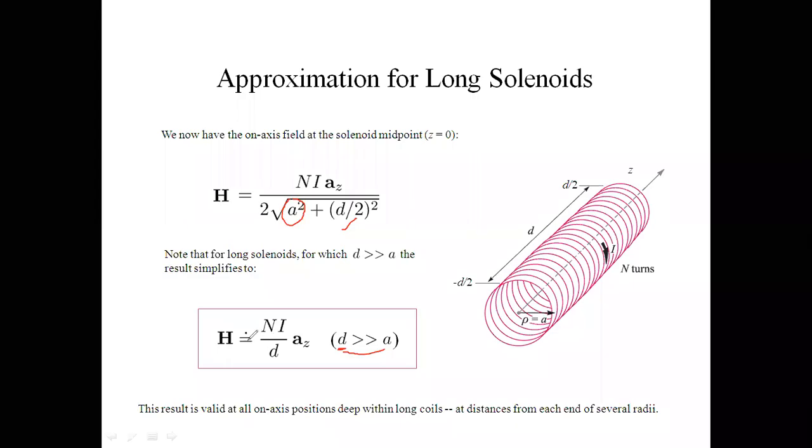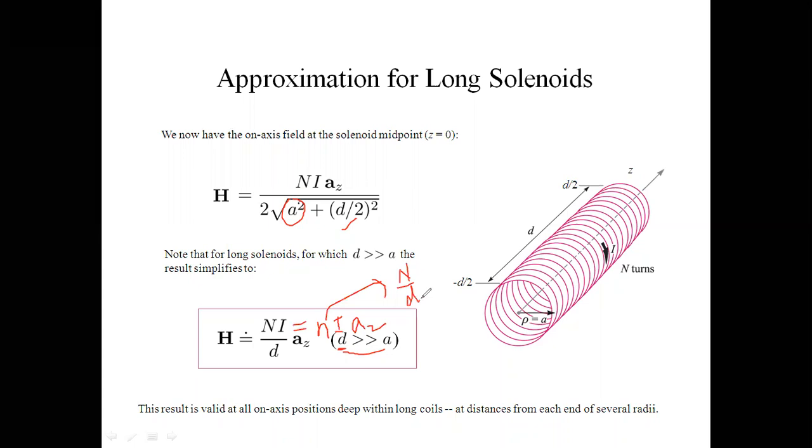This H is given as Ni upon D. Or in some books or notes, you may find it written like this, with a small n, but see the very slight difference. A small n is the turn density, the number of turns per unit length.